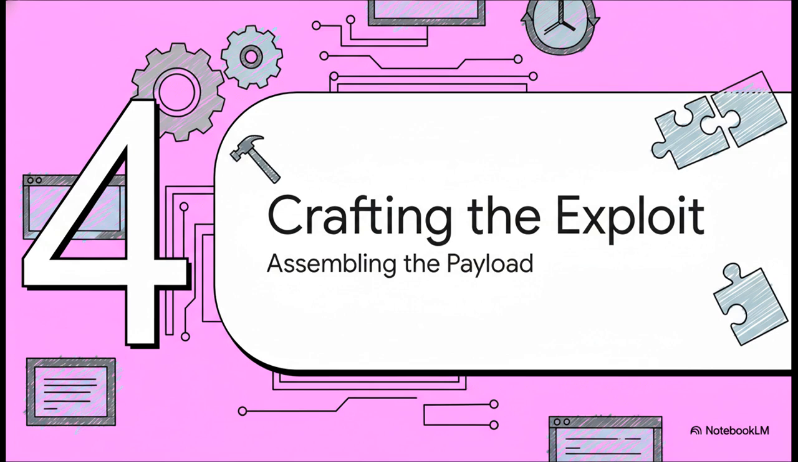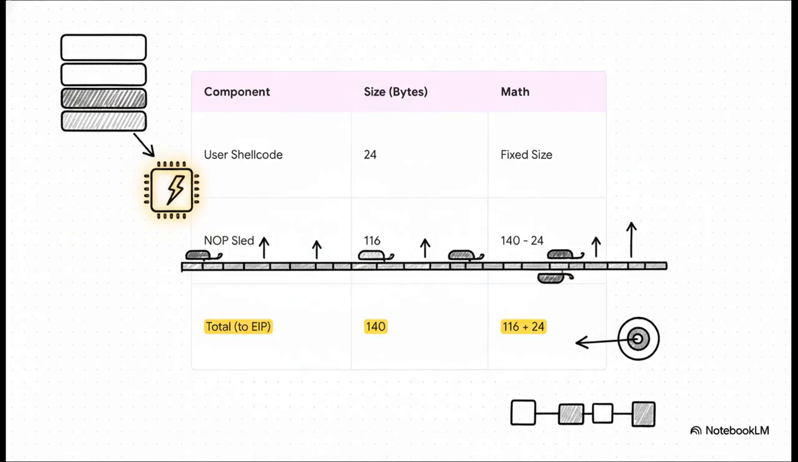It's time to build the weapon. And you know what? The math here is actually pretty simple. They know the total space they need to fill before the return address is 140 bytes. They also know their shellcode is 24 bytes long. So what's 140 minus 24? That gives you 116. And that is exactly how long their NOP sled landing strip needs to be.